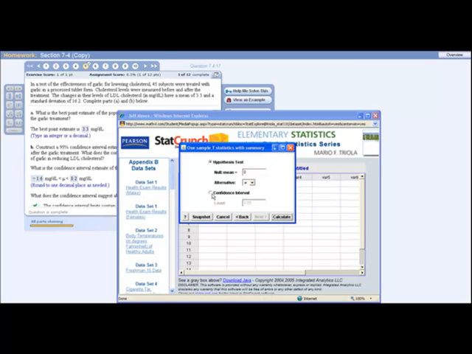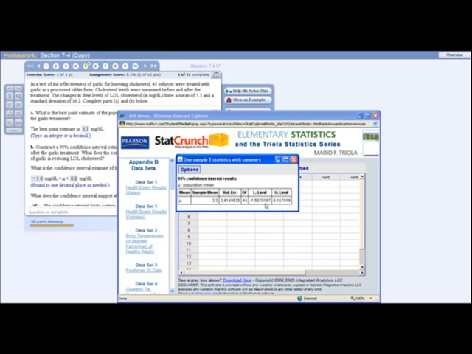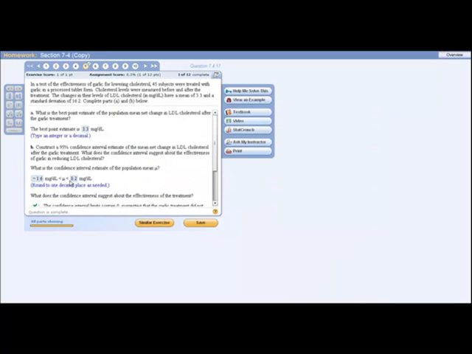Click Next. We want a confidence interval, and we're supposed to have a 95% confidence level, so we'll leave that the way it is, and hit Calculate. Now these limits, the lower and upper limit for this interval estimate, if we round to 1 decimal place, will be minus 1.6 to 8.2. So we'll type that in here.